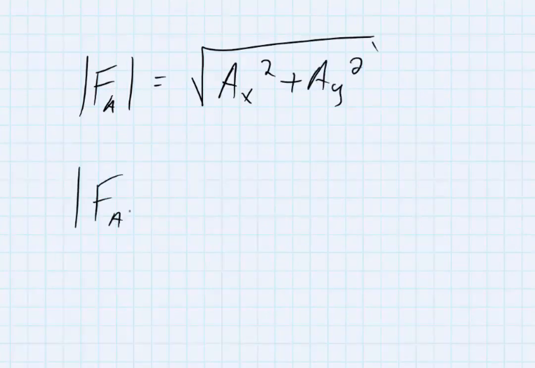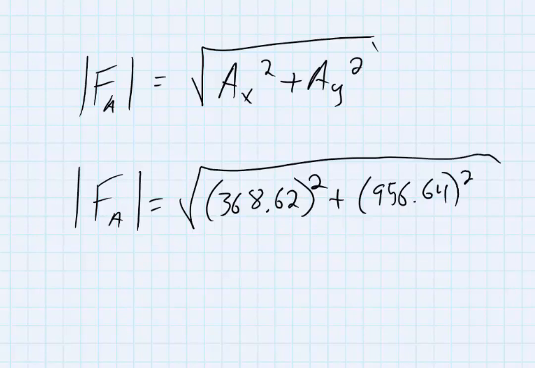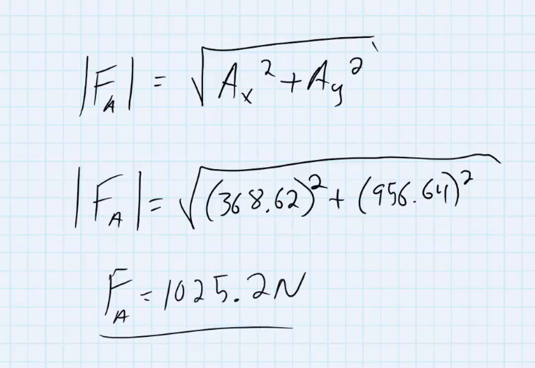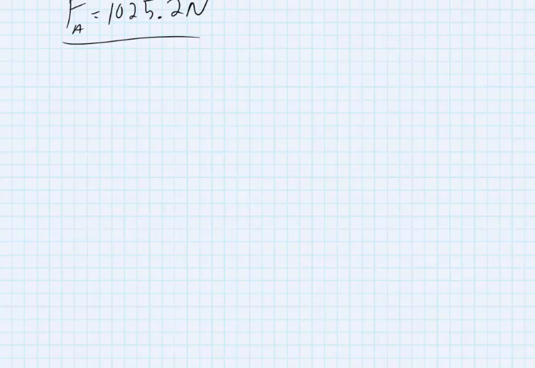So FA equals the square root of 368.62 newtons squared plus 956.64 squared. And I get a resultant force FA equals 1025.2 newtons. Okay, so now we can actually solve a couple of the original questions. We're not done. We just did the initial work. All this work was just to find the forces so that we could actually answer the question.